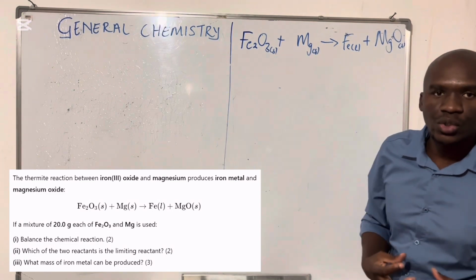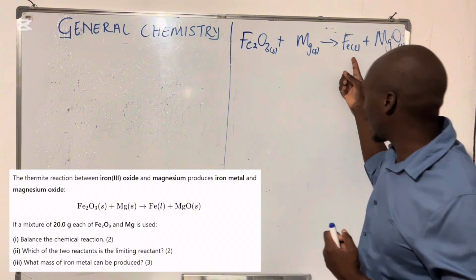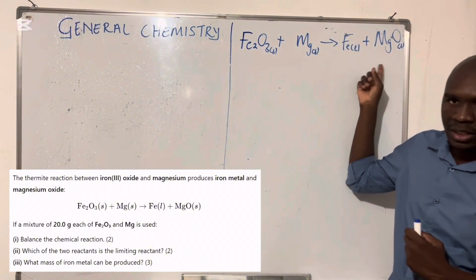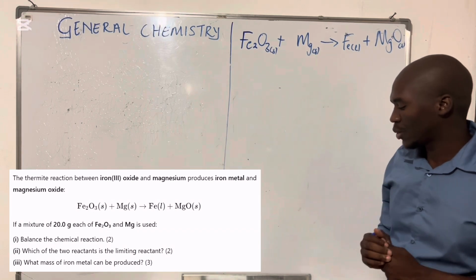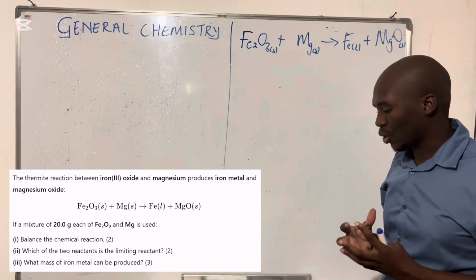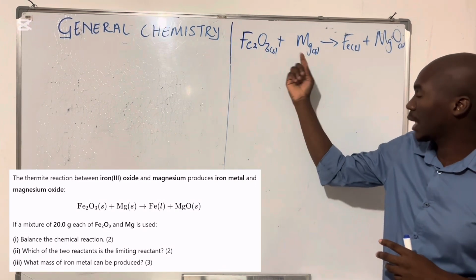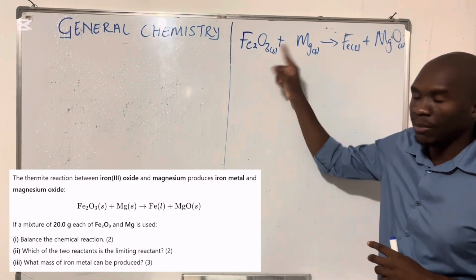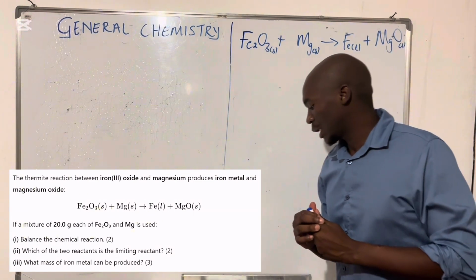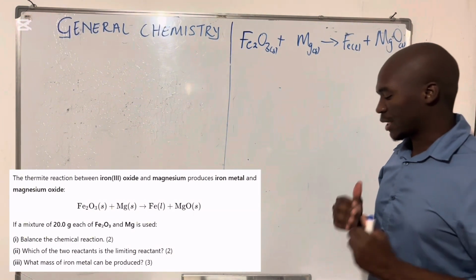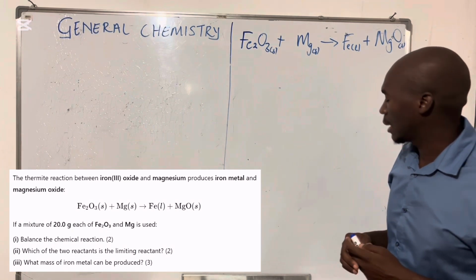It produces an iron metal. This is the iron metal they are talking about, and the magnesium oxide. So by the way, this is the reaction that they are talking about. We are also told that a mixture of 20 grams of each, meaning each has 20 grams, is used. The first question now says balance the chemical reaction.